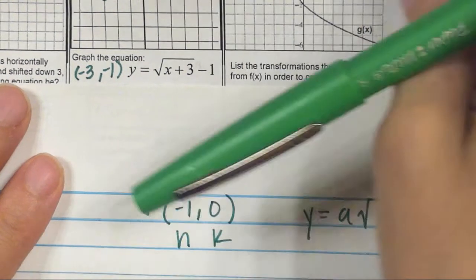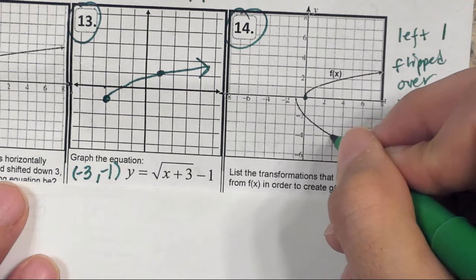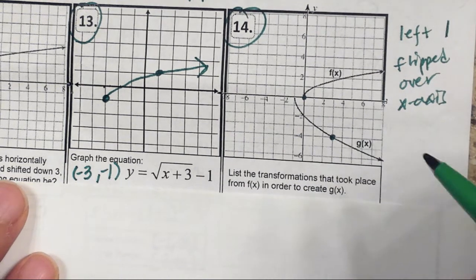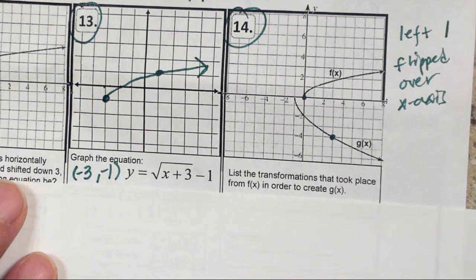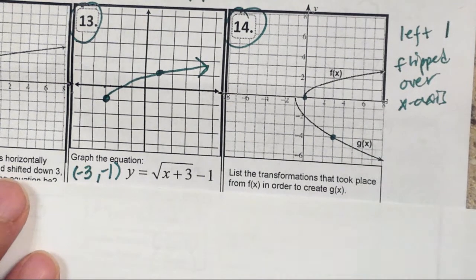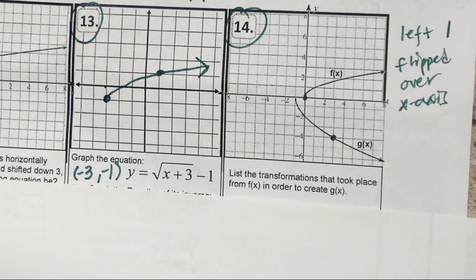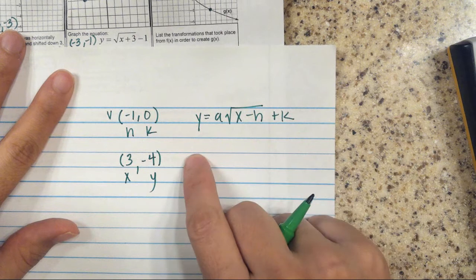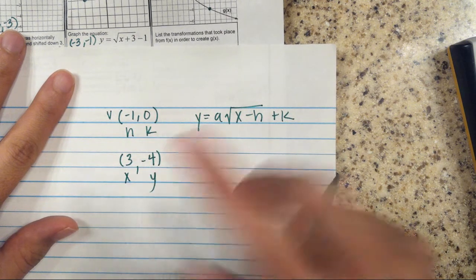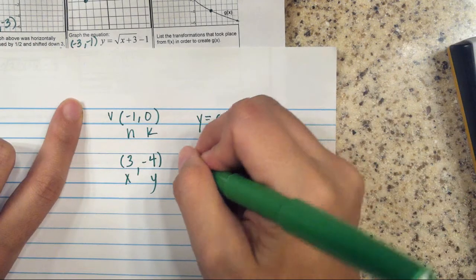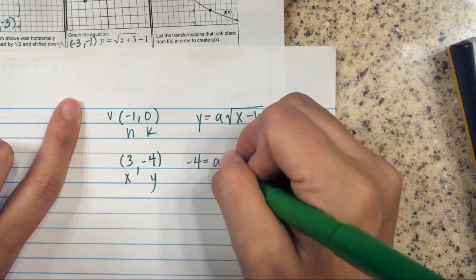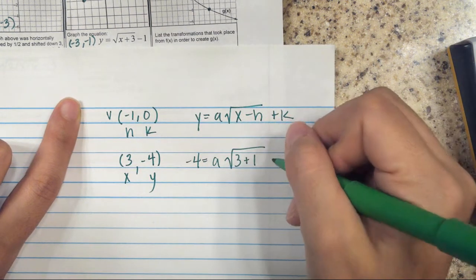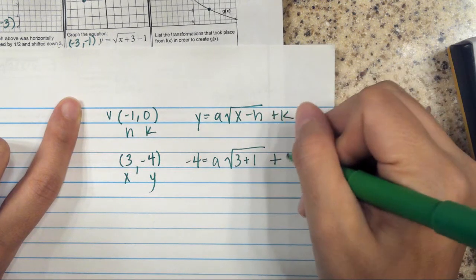And then I'm going to pick another point on this graph. That's a pretty point. I like this point. So my x and y point is going to be 3, negative 4. See right here, I got my vertex, negative 1, 0, my x and y is 3, negative 4. So I'm just going to plug that into my equation and see what the transformation was. Your x is 3, your h is negative 1, so negative times a negative gives you a positive. And then your k is 0.